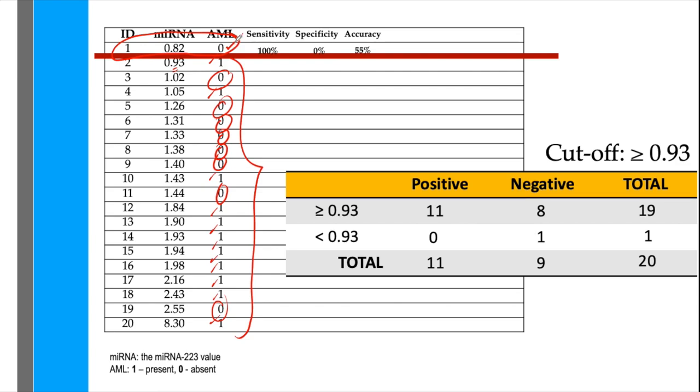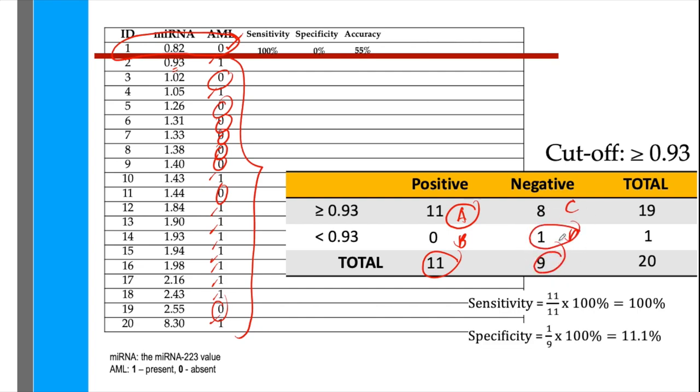So given this table now, still if this is your A, B, C, and D, sensitivity is A over the total, A plus B, we're going to have a sensitivity still of 100%. And specificity this time of 1 over 9, which is 11.1%. And further, the accuracy is 11 plus 1, which is 12, over the total, which is 20. So that gives us 60% accuracy if the cutoff is at least 0.93. We may put that in the table with sensitivity of 100%, specificity of 11.1, and accuracy of 60%.